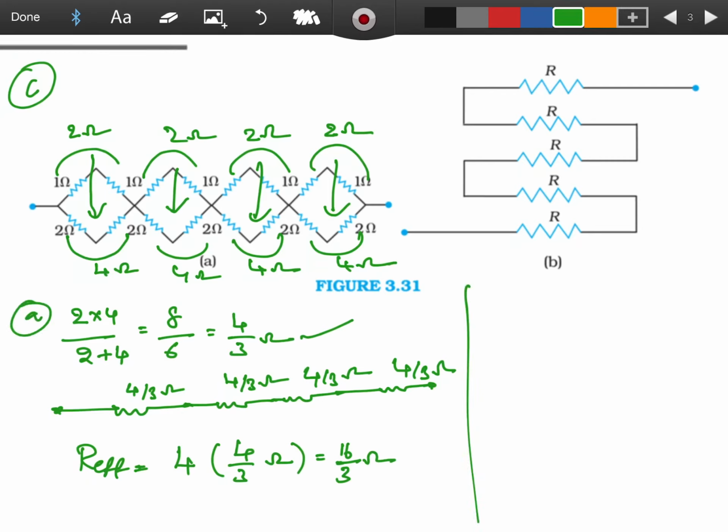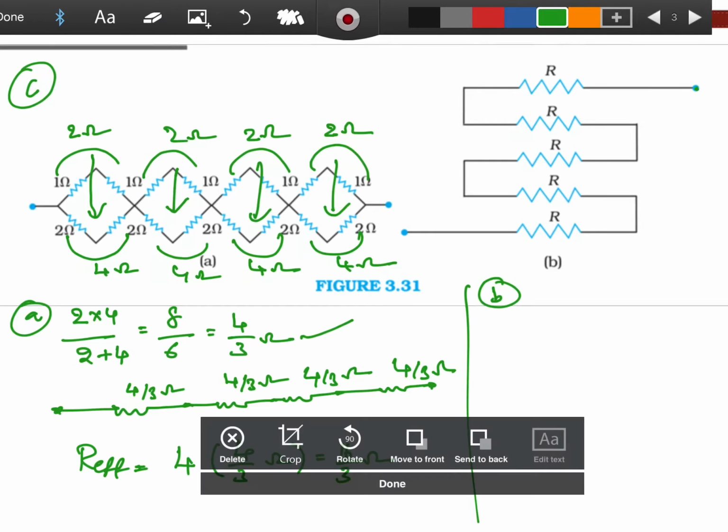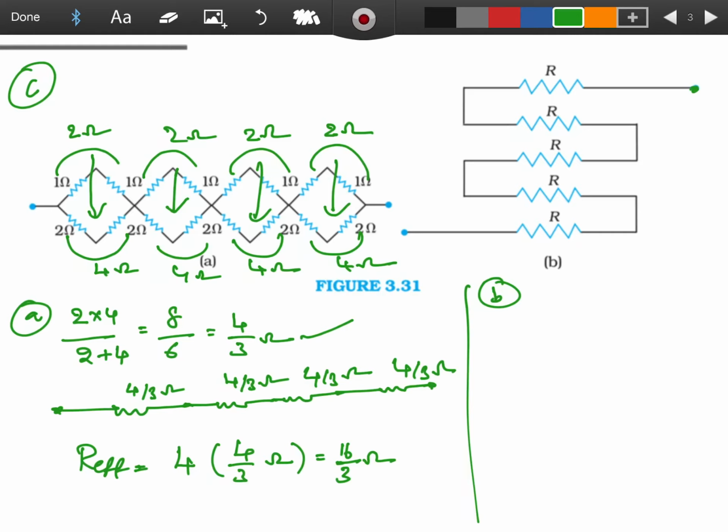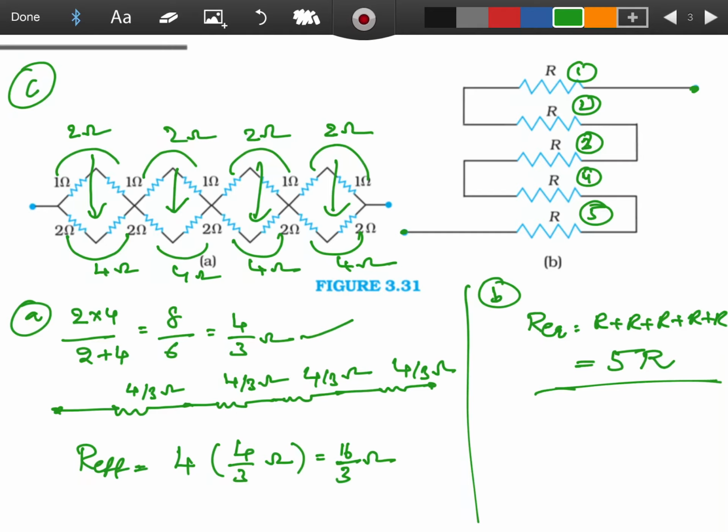This is part A. Coming to part B. In this part B, all the resistors in between these 2 points are in series. 1, 2, 3, 4, 5. Maybe this diagram misled you. It is not in parallel. All are in series, end to end connections. 1, 2, 3, 4, 5. These all 5 resistors are in series. Then R equivalent is R plus R plus R plus R plus R, which is 5 times R, equal to 5R. This is your answer.